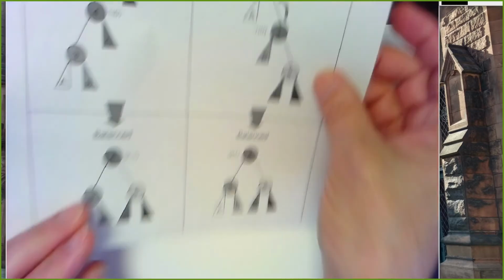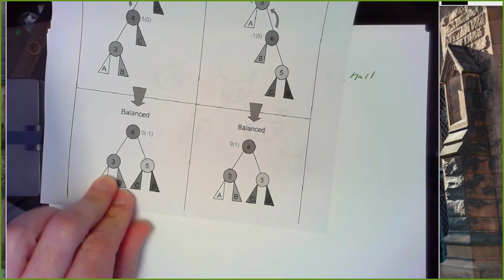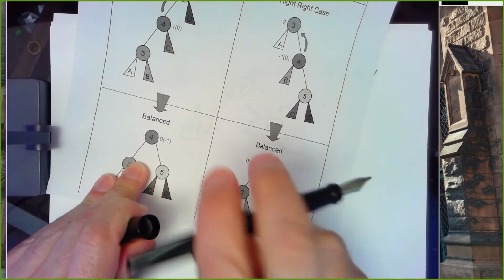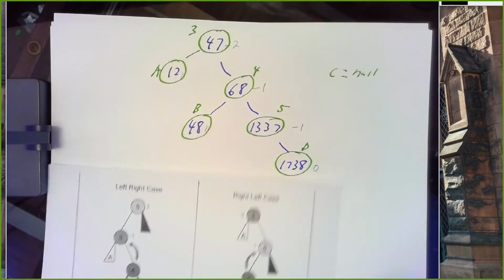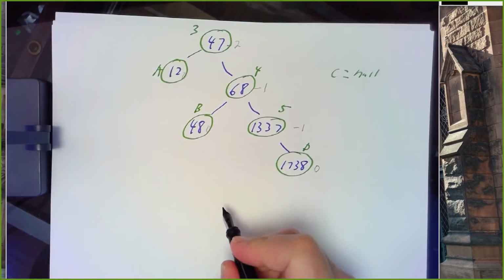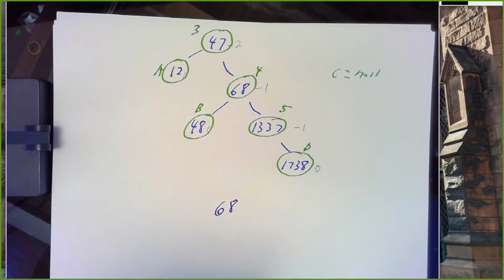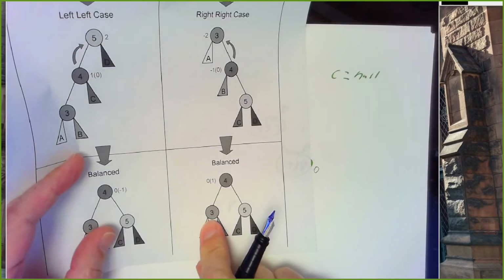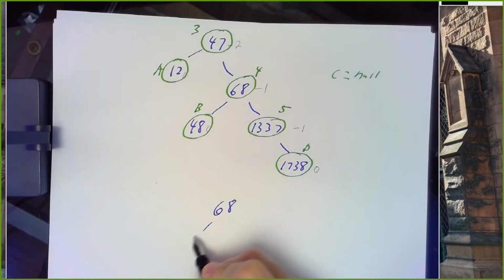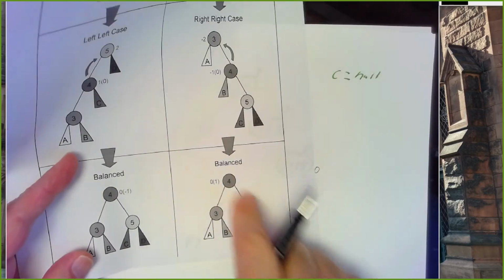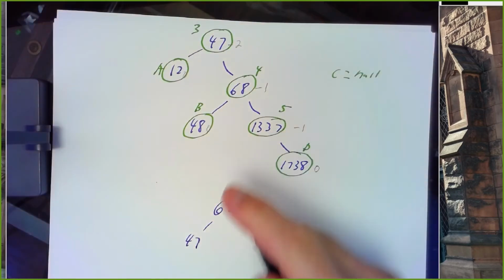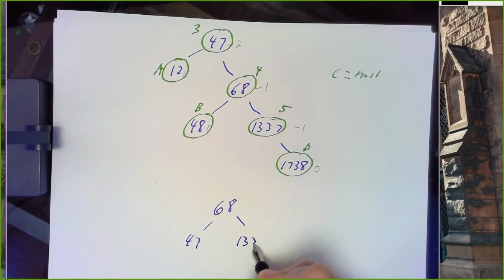So the balanced case should do the following. We should have 4 as the root of the tree. So node 4 is our 68. That should be the root. The left subchild should be node 3. That's 47. The right subchild should be 5. That's 1337.